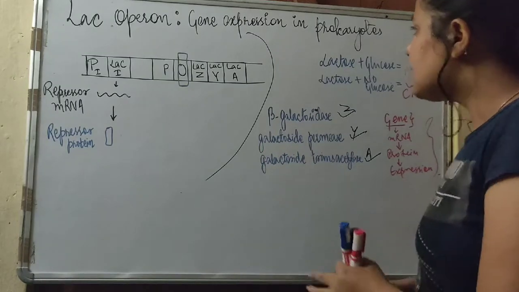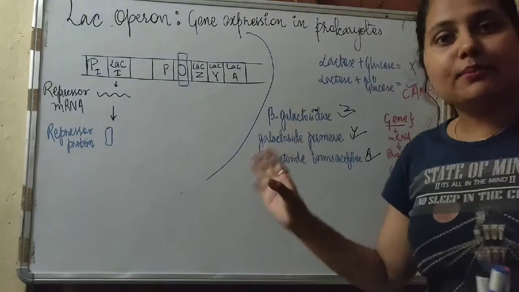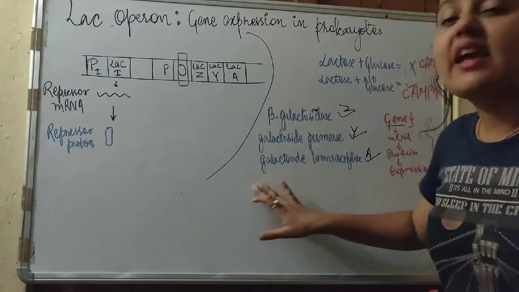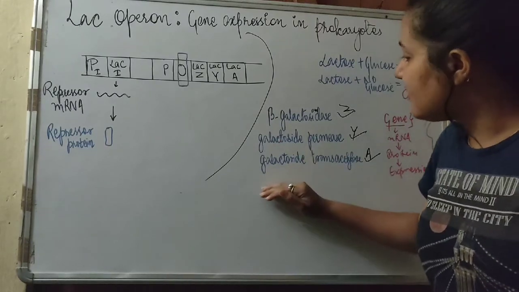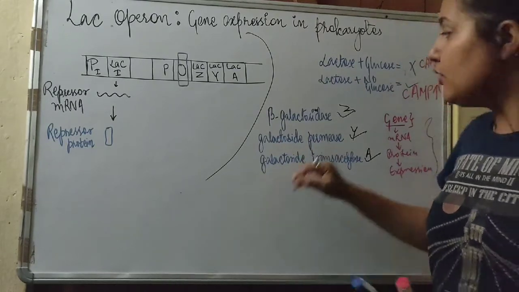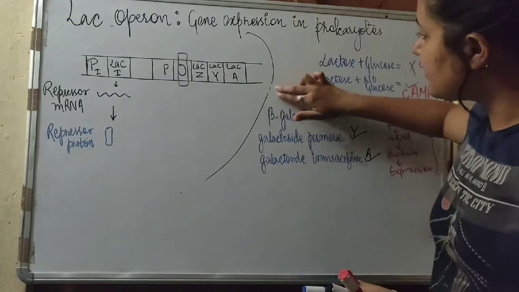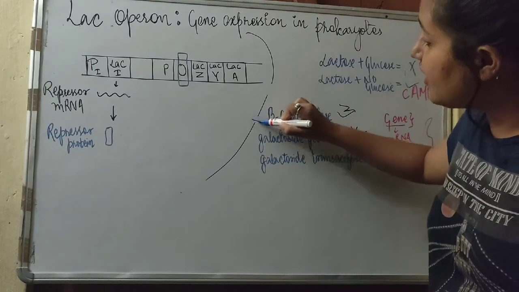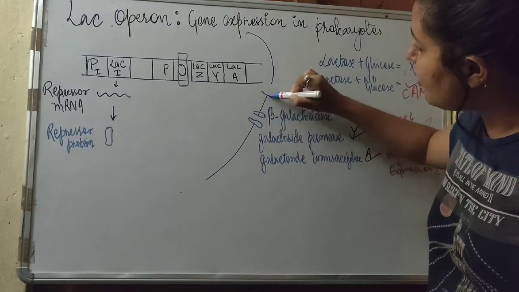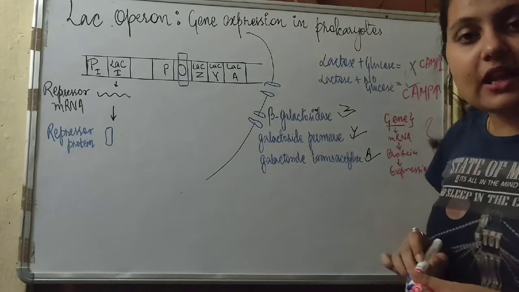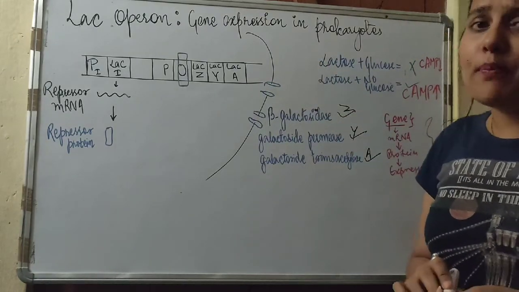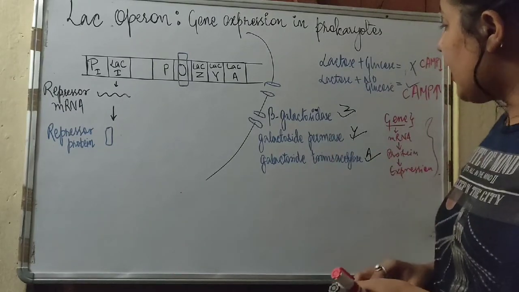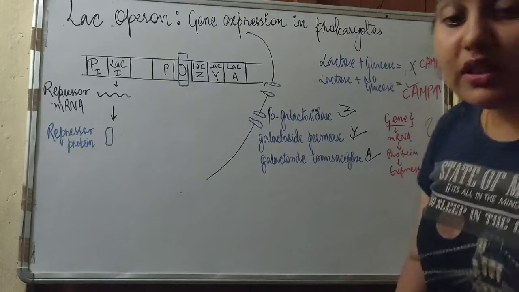So what happens is, when there is no glucose and there is lactose in the medium, then these 3 enzymes get activated. When these 3 enzymes get activated, this permease enzyme will embed in the wall of the cell membrane. Only 5 copies of each enzyme will be there, not much. And then there will be lactose in the medium.